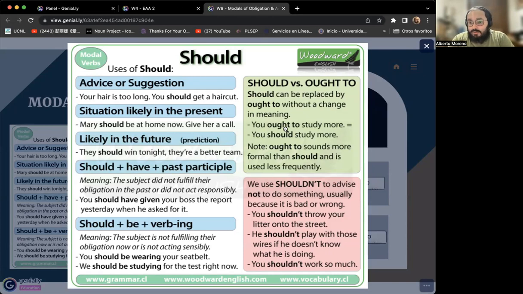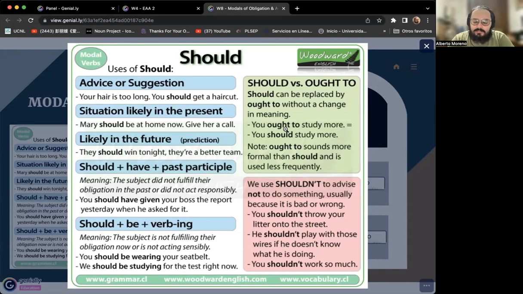Y bueno, se puede traducir must como un deberías. No se sientan coartados en el sentido de si quieren utilizar must para dar un consejo. Se puede, se vale. Es correcto, gramaticalmente es correcto. Y bueno, should es la otra palabra que podemos utilizar. Nada más recuerden, must es muy formal, el grado de formalidad es muy alto, mientras que should es un poco más informal.